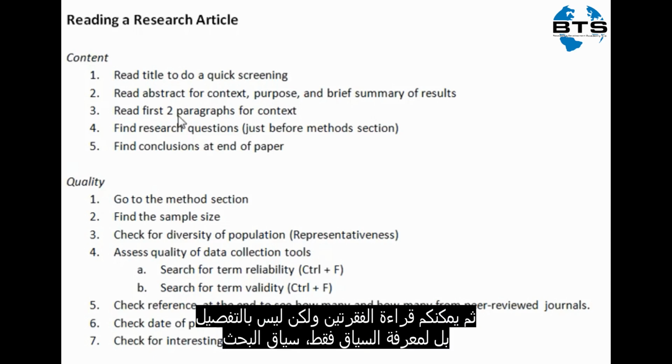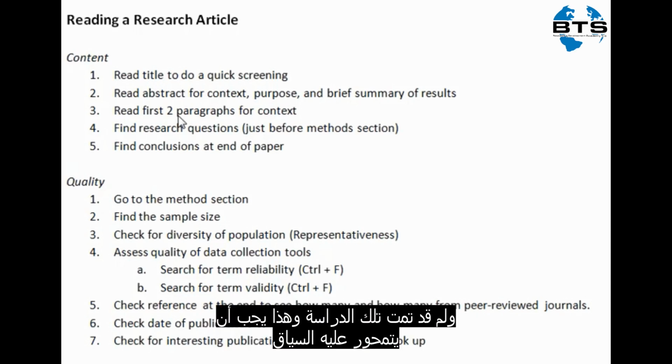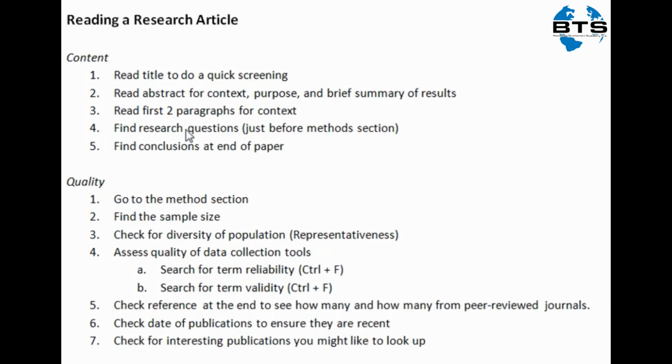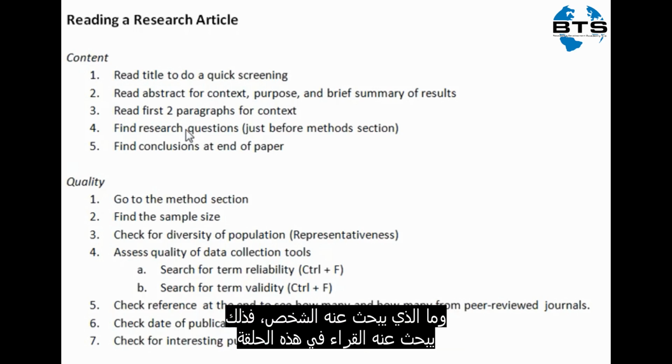And then I would read the first two paragraphs, not much more, just for the context of the study. Why is it being done? It should be within that context, and sometimes the purpose is there as well. Then you can skip down to just before the methods section, where you would generally see the research questions, what the person is looking for, so you can jot that down.